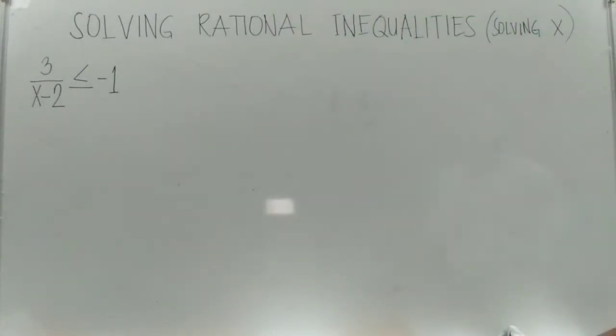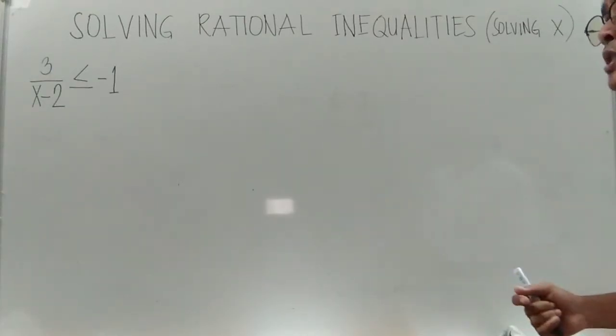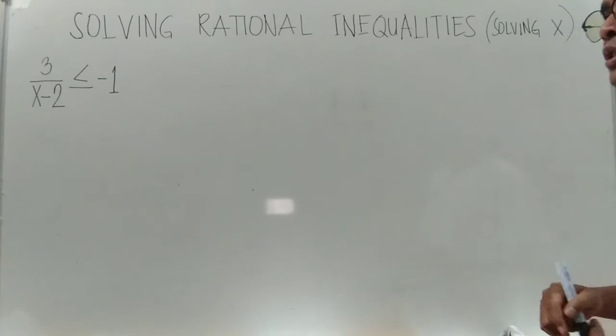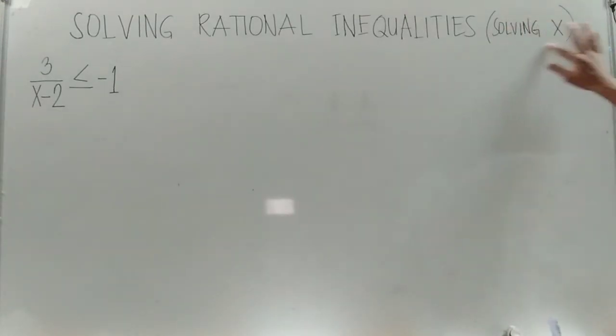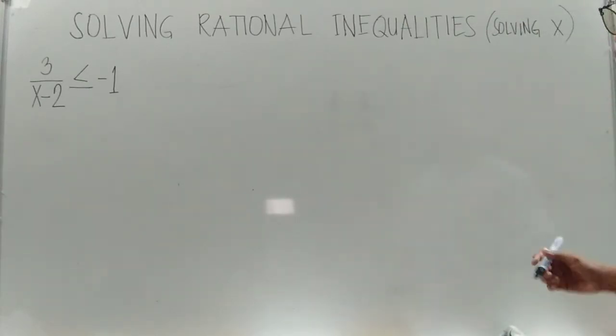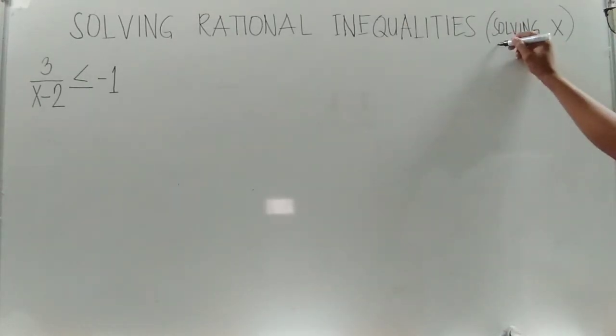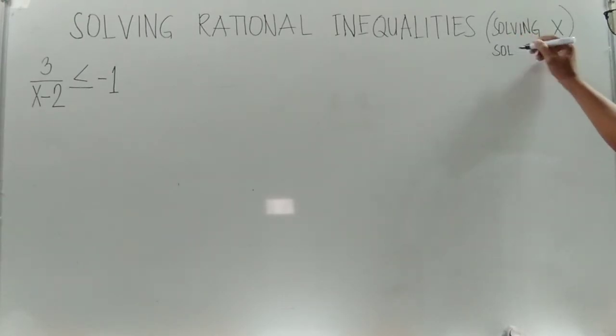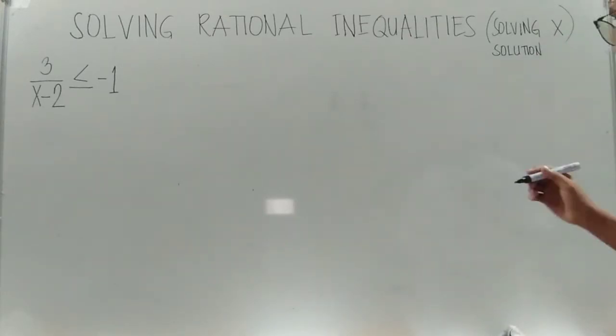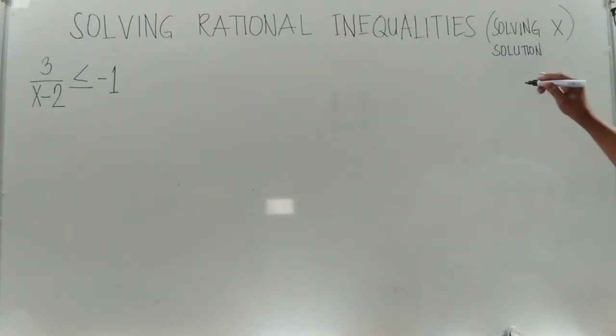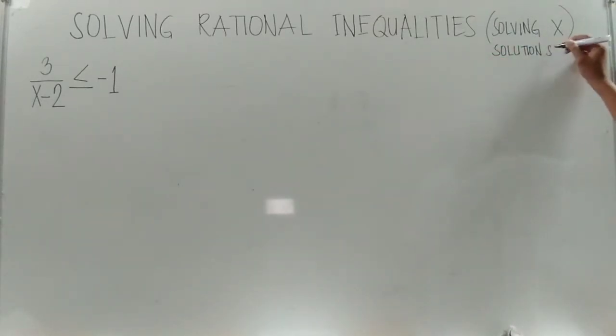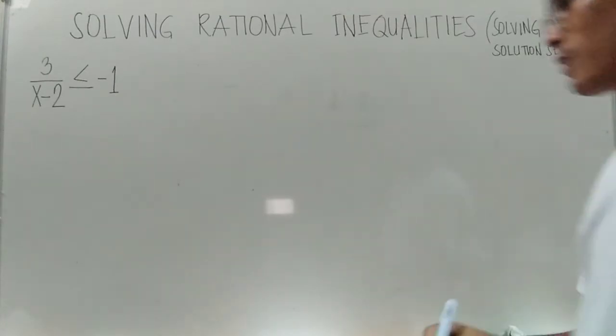with your given rational inequality. A rational equation has a solution. In this case, for our rational inequalities, we will be solving for a set of solutions or solution set. Again, for your equation, you have your solution or solutions. For your rational inequalities, again, we have your solution set or sets of solutions.